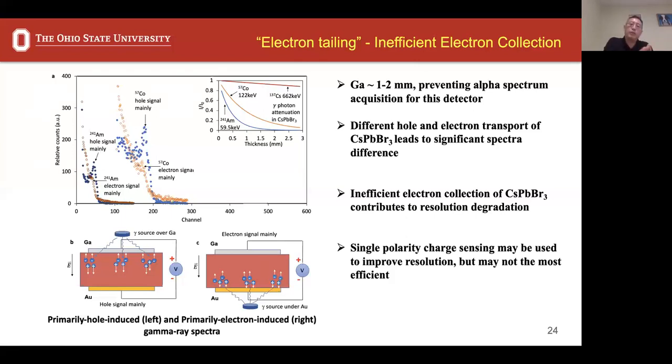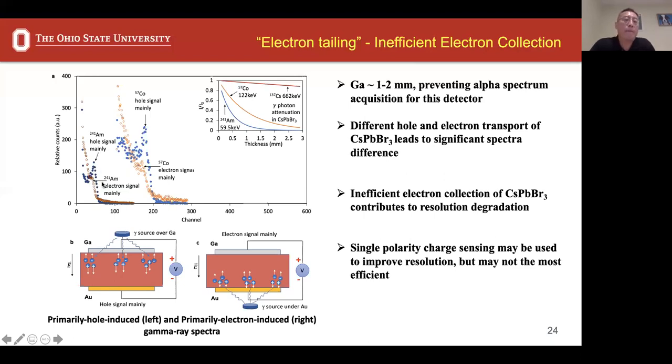As already demonstrated with alpha particles, just like I mentioned at the beginning, after you're done with alpha particles, it's much easier to get a signal, and you want to switch to a gamma source. So this is a real case demonstration. How does this carrier transport affect the gamma spectrum? It does make a lot of difference. The hole-induced spectrum is much better than the electron-induced spectrum, right?